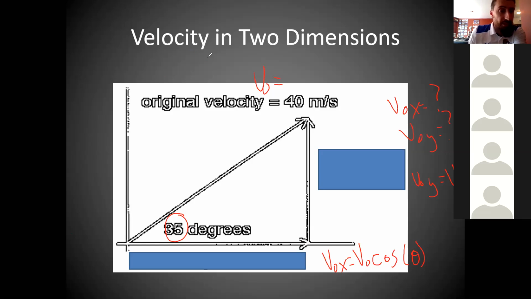Yep, 32.7 meters per second. Very good. So again, all you're doing here is plugging in. This is my initial velocity, so I go 40 times cosine of 35. And what do I get? 32.7.